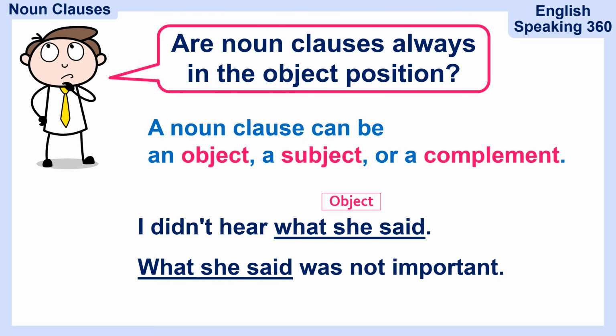Here's a different example. What she said was not important. What was not important? If you ask what before the verb, then the answer is the subject.